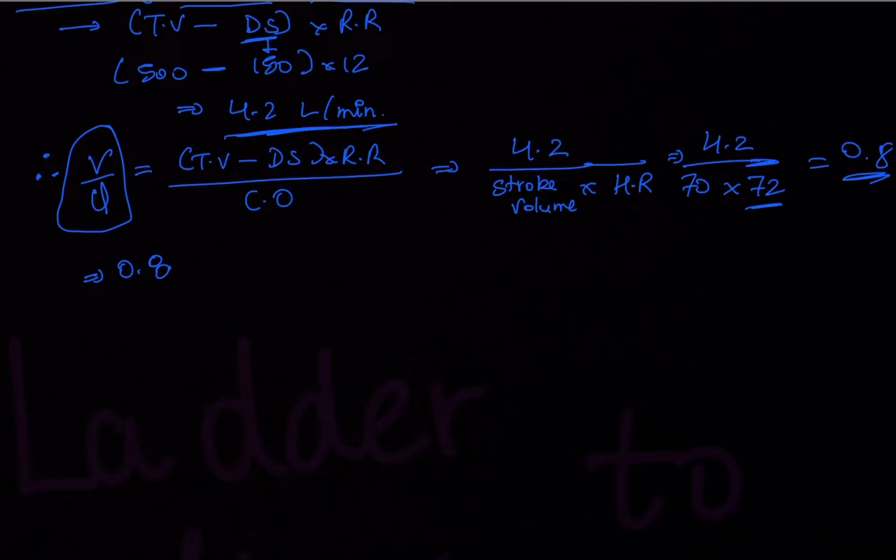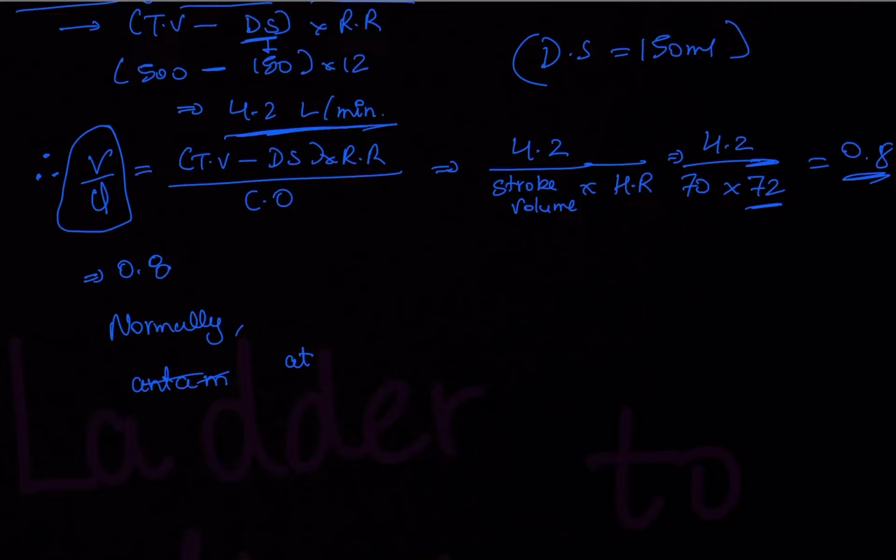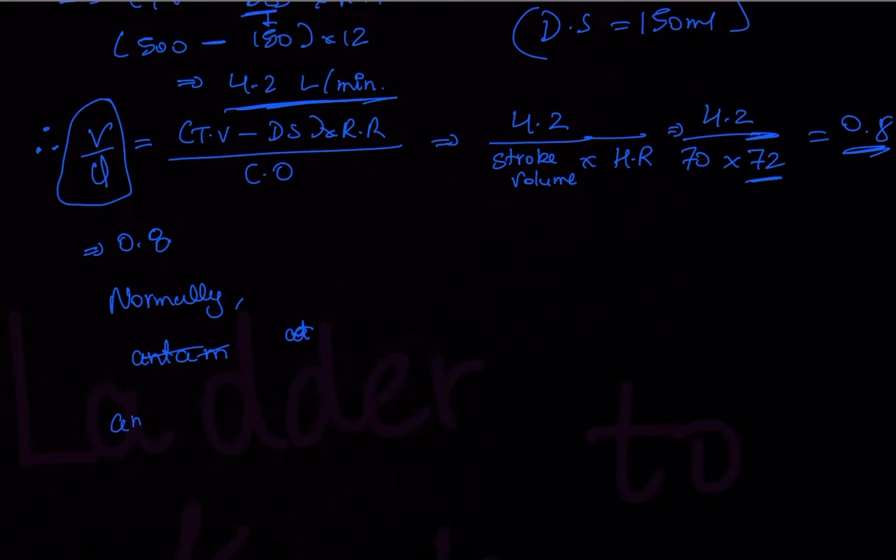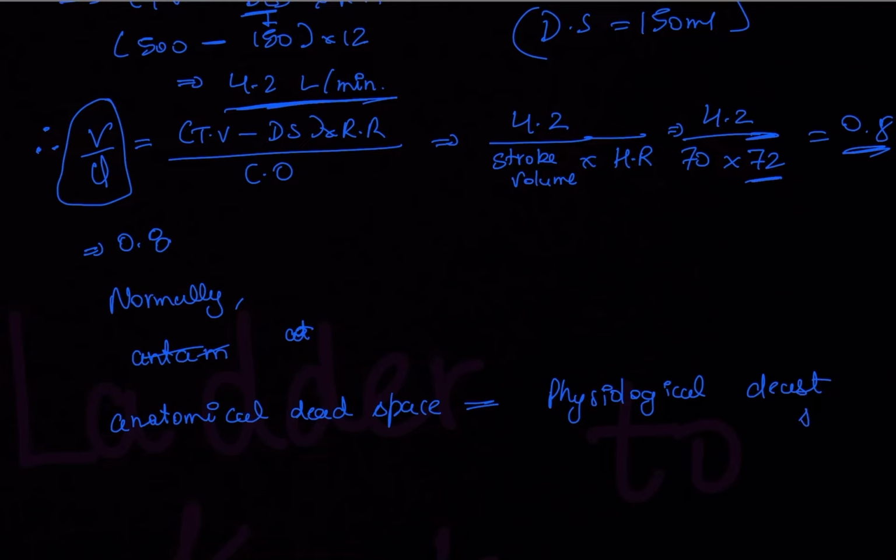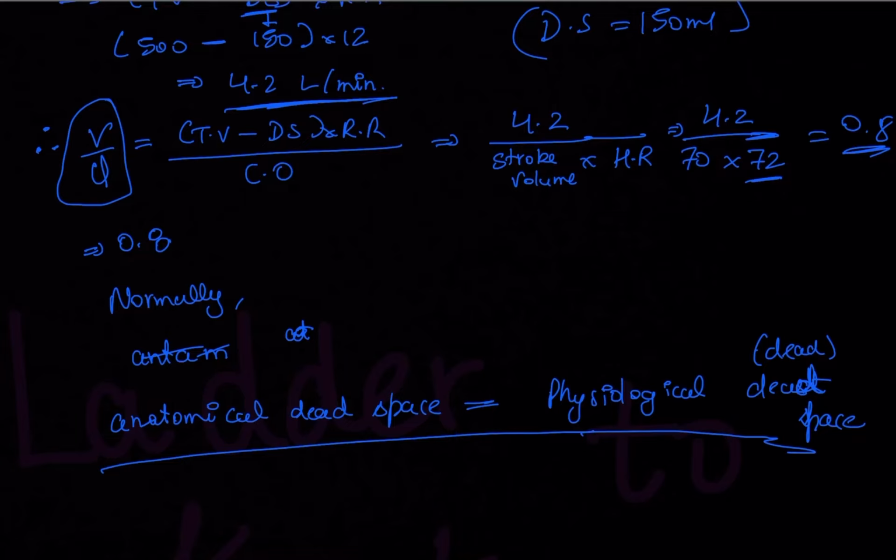Now how much is the dead space? I already told you, it's 150 milliliters. In a normal person, the anatomical dead space is equal to the physiological dead space. Anatomical dead space is equal to physiological dead space in a normal human being.